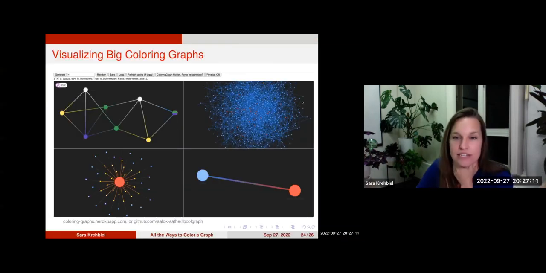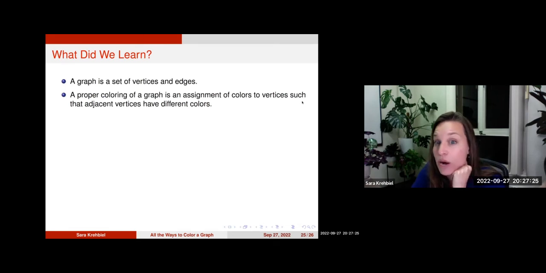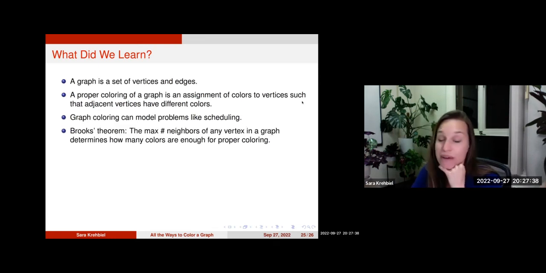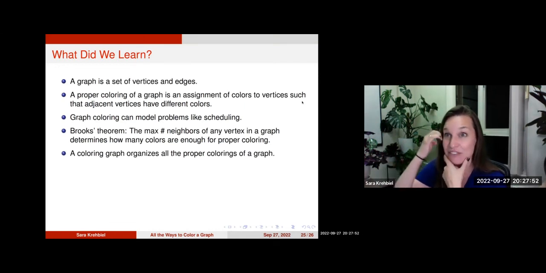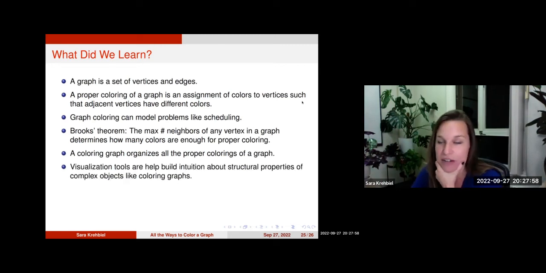So let me quickly recap, just so you can remind yourself of all of the cool things that you learned. We talked about a graph being a set of vertices and edges. We talked about what a proper coloring is: an assignment of colors to vertices that don't disobey any of the constraints. We talked about how this problem can model problems like scheduling in the real world. We learned a mathematical theorem called Brooks's theorem that tells you how many colors are necessary in order to properly color different types of graphs. We talked about how coloring graphs are these kind of meta graphs that can organize all of the proper colorings of a graph. And we talked a little bit about this nice visualization tool.